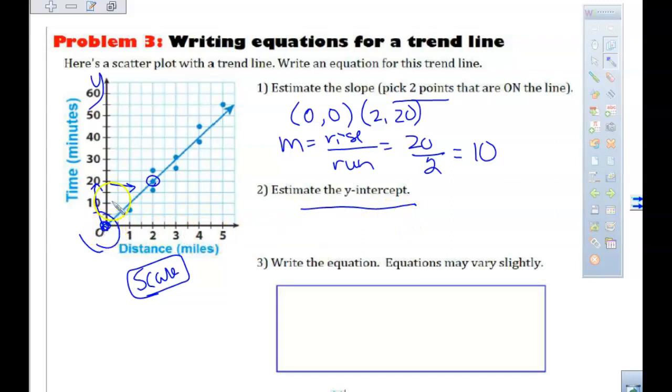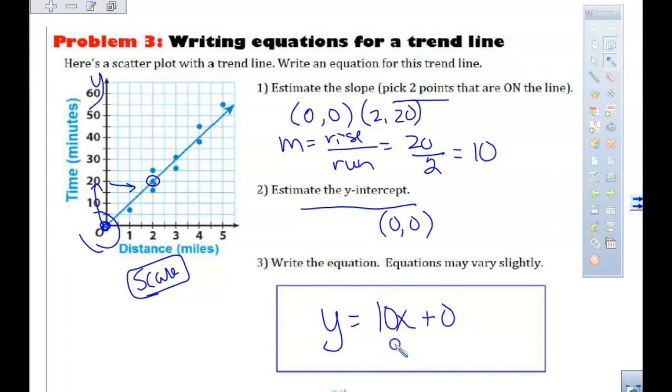So the y-intercept, where did it cross? At what point? 0, 0. So my y-intercept is 0. Oh, that makes it so nice. I need to write my equation, Nora. Y equals what?